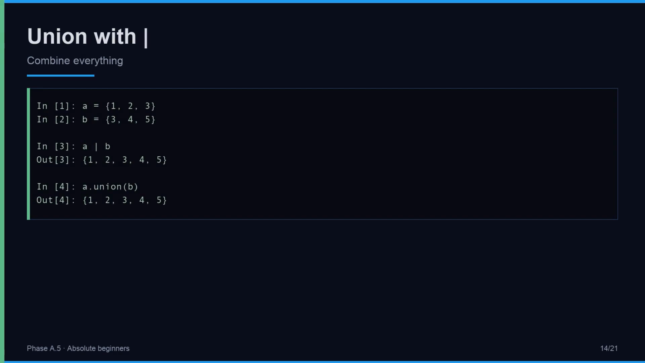Strict versus safe. Sets support real set operations. The pipe character is union. A | B gives a brand new set with every value from either side, duplicates removed. 1, 2, 3 from A plus 3, 4, 5 from B. The 3 appears once because sets keep only unique items. You can also spell it as a.union(b), same result. Union is the OR of sets, anything in either one ends up in the result.